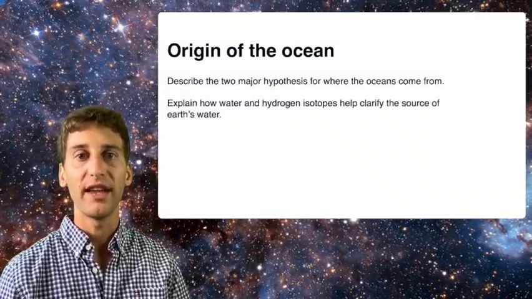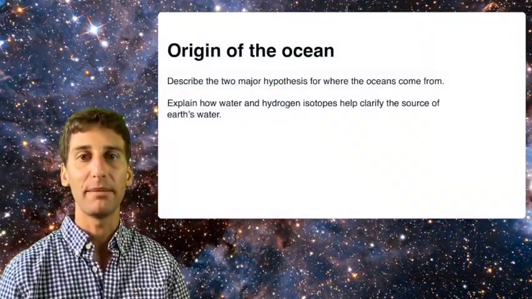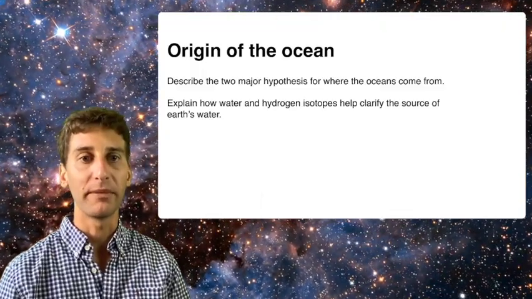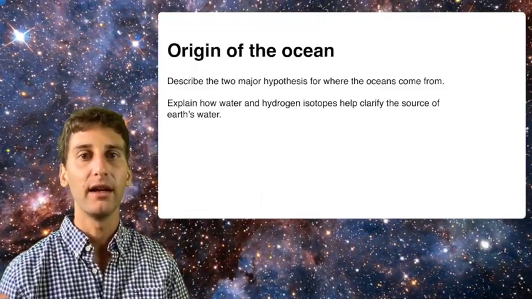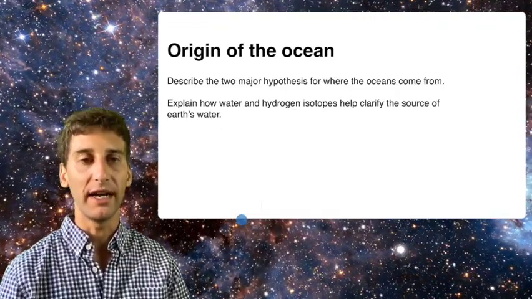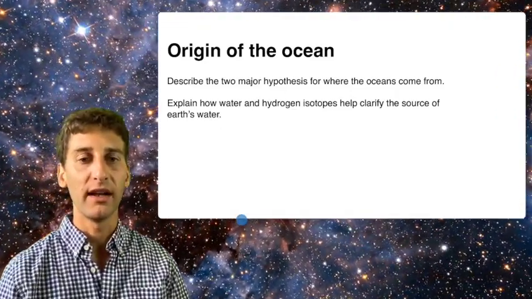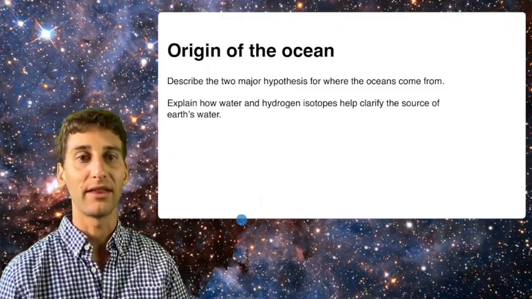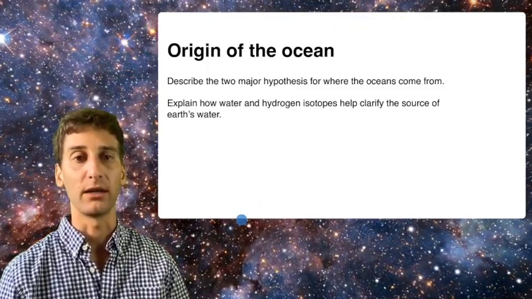So when you're preparing for the exam, make sure you understand the two major hypotheses for where the ocean's water came from and how we can distinguish them using things like hydrogen isotopes. Also make sure you understand some of the ideas behind the oxygen isotopes in zircon and how they don't rule out the possibility that there could have been water really early on in Earth history.